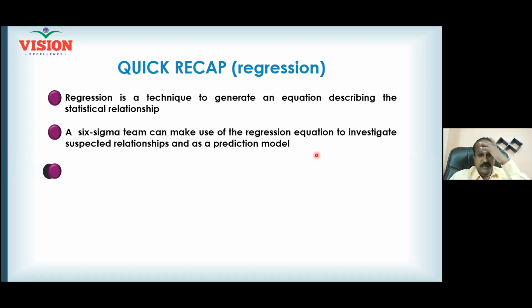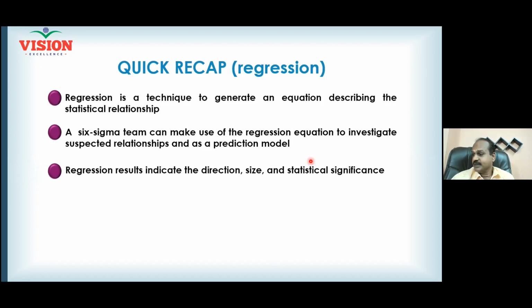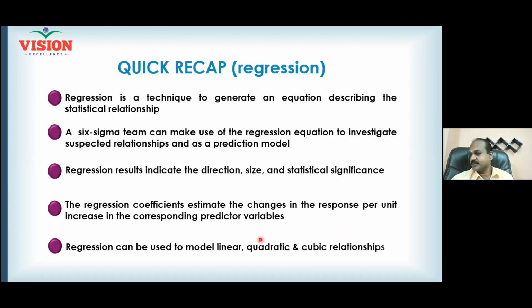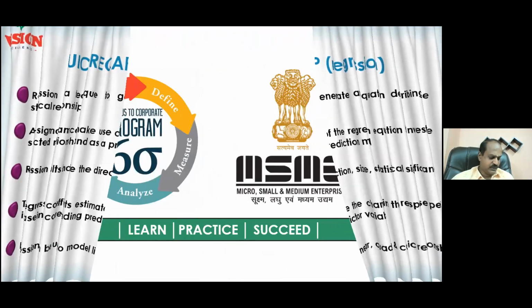A Six Sigma team can make use of regression to investigate suspected relationships. What kind of relationship is it? Linear, quadratic, or cubic? Regression will answer, and you can use the derived equation as a prediction model. Regression results can indicate the direction, size, and also the statistical significance. The regression coefficient helps you to estimate the change in the y variable for the corresponding change in the x variable, right? Regression can be used to predict and model linear, quadratic, and cubic relationships. So that's it from me on correlation and regression.